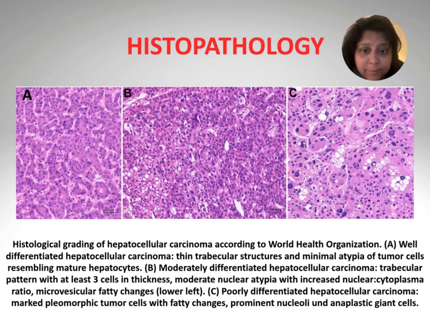Well differentiated hepatocellular carcinoma, which is shown in A micrograph, shows thin trabecular structures and minimal atypia of tumor cells resembling mature hepatocytes. In B micrograph, there is moderately differentiated hepatocellular carcinoma where the trabecular pattern is at least 3 cells in thickness with moderate nuclear atypia and increased nucleocytoplasmic ratio. In C micrograph, poorly differentiated hepatocellular carcinoma is noted with marked nuclear pleomorphism and giant cells.